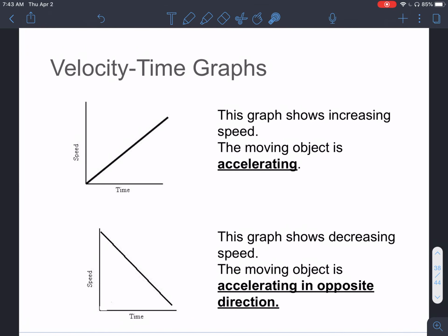And looking at the graphs again, this is accelerating, so the speed is gradually increasing as time goes on. And this is the exact opposite. You can think of either a negative acceleration, a deceleration, accelerating in the opposite direction. It was referred to yesterday as the braking rate, any of those, but negative acceleration, deceleration.